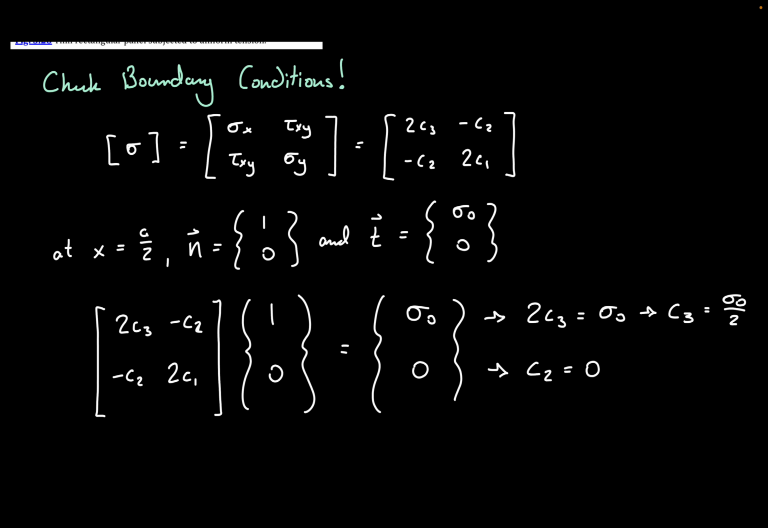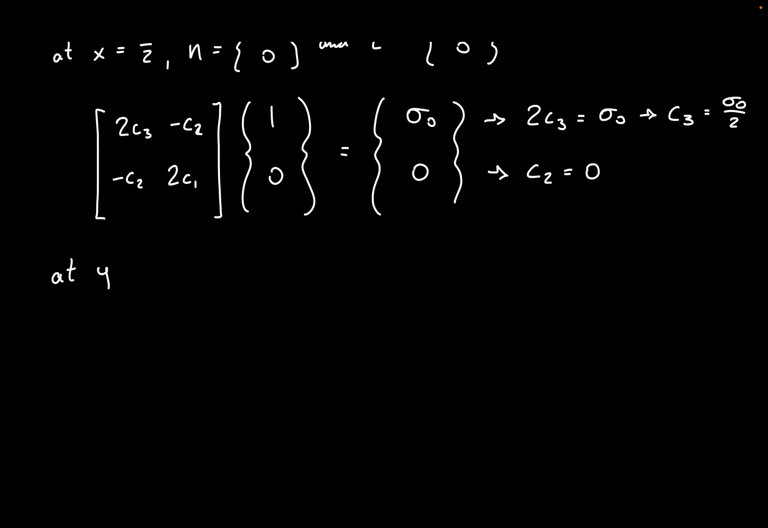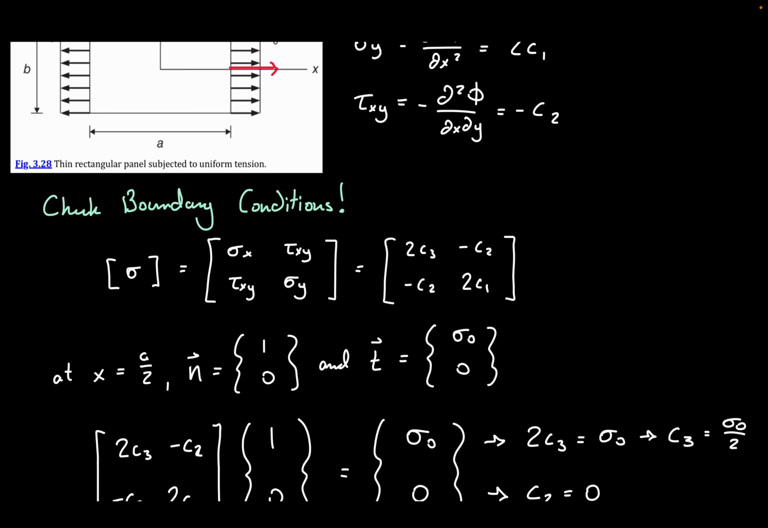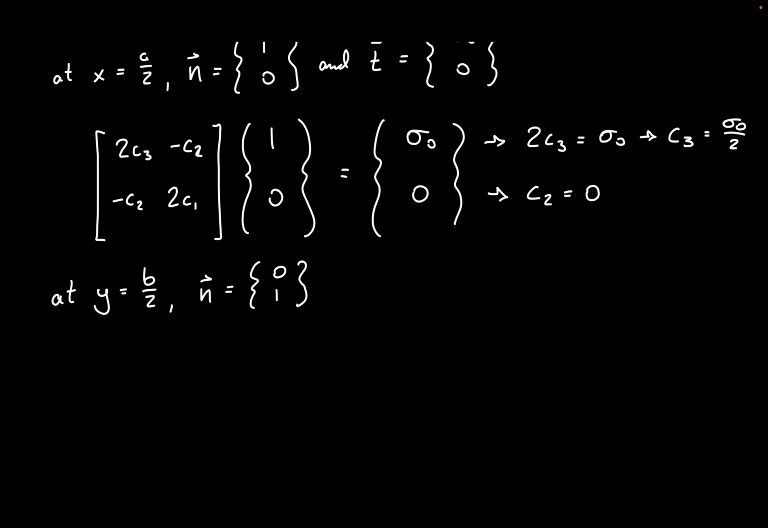So now let's check the boundary when y is equal to b divided by 2. So now we can say at y is equal to b divided by 2, the normal vector is going to be equal to 0, 1. And the reason for this is because this face points purely in the y direction for the normal component. There is no x component. And now we also notice we have no stresses acting on this face in the x direction or the y direction. So in this case, the traction vector will be equal to 0.